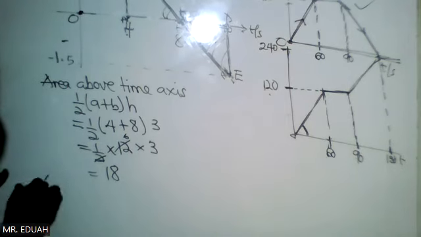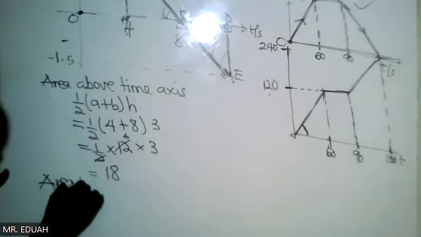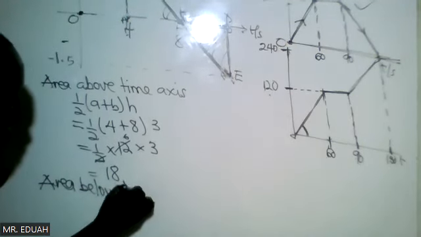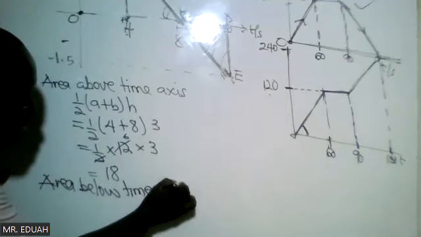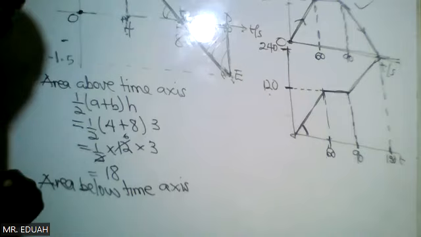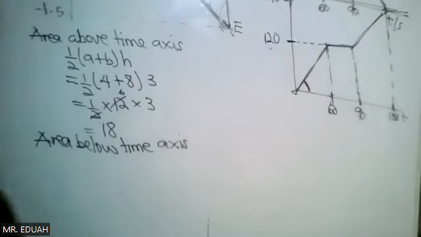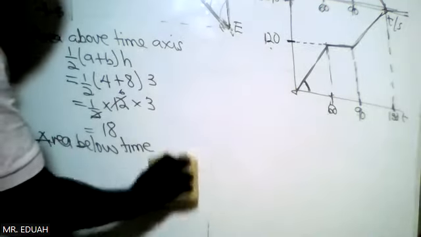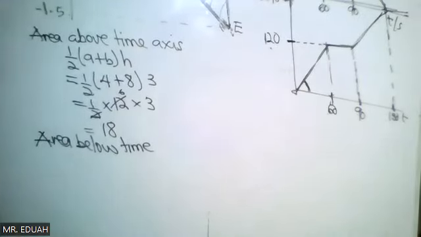Then, area below the time axis. What did you get for the area below the time axis? Yes. What did you get for the area below the time axis? Hey, Paulette, Irene and Co, why are you so quiet? Elizabeth, Vera, Laura, and all the names.